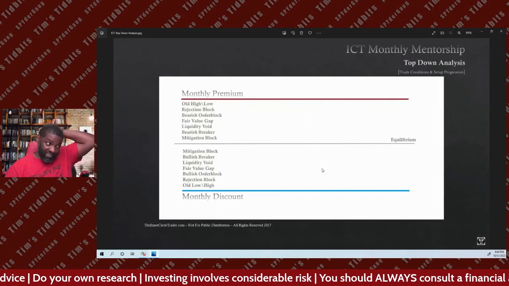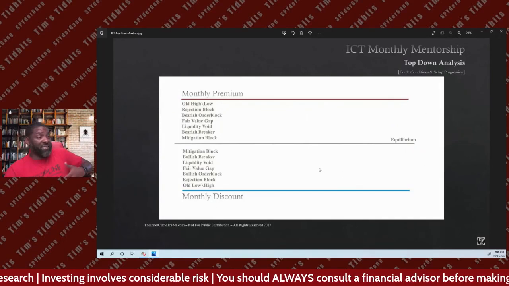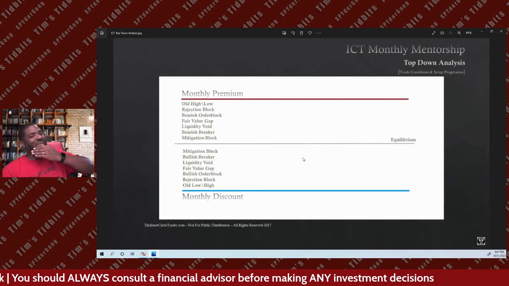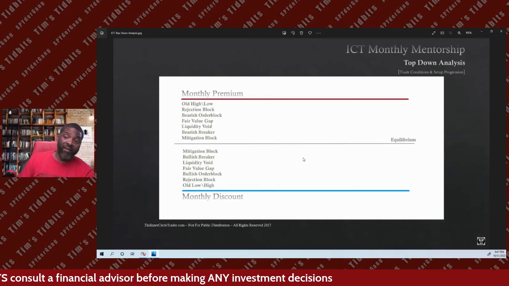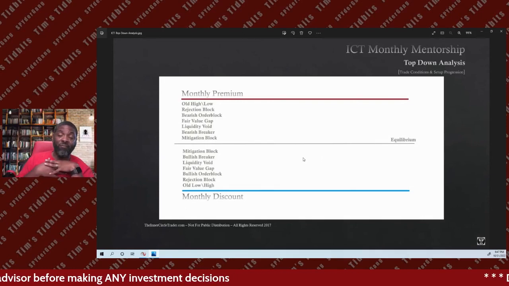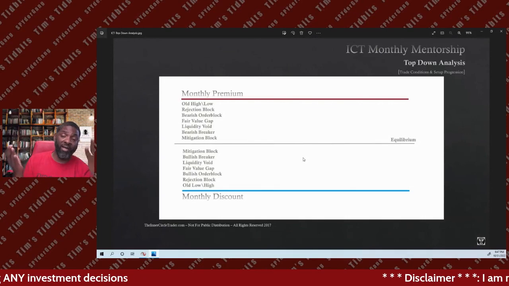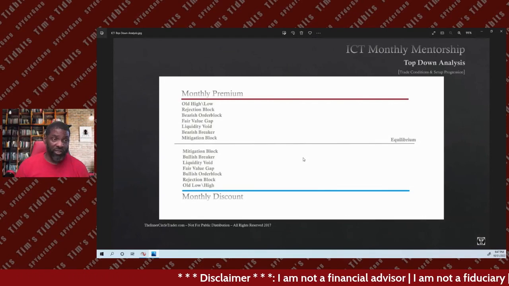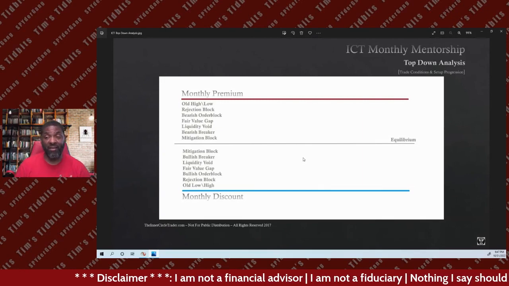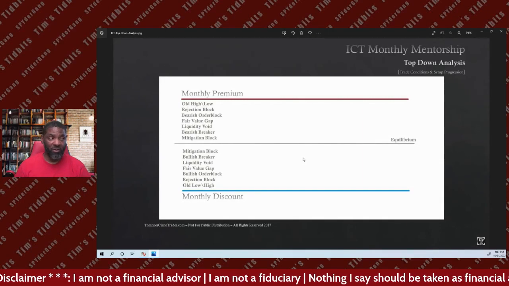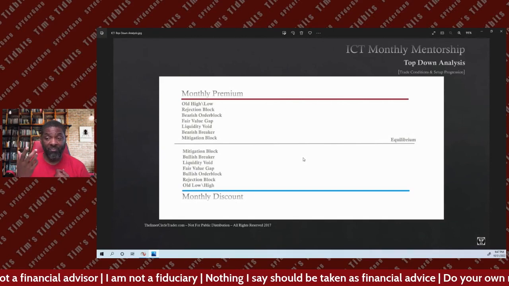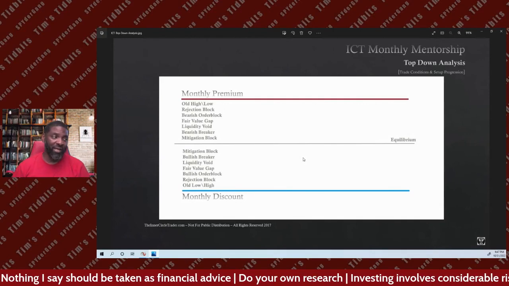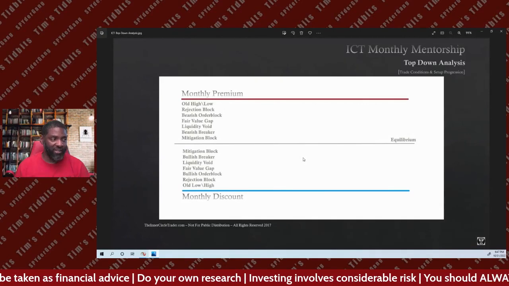So looking at the PIM chart, that's what I call it. ICT calls it the PD array matrix. I still haven't drilled down what PD stands for. Personally, I think it stands for premium discount arrays. Every time I've looked at the videos, I don't remember him saying what the PD stood for. But I think it just means premium and discount arrays. You've got the premium arrays, you've got the discount arrays, and I think he just called them PD arrays.